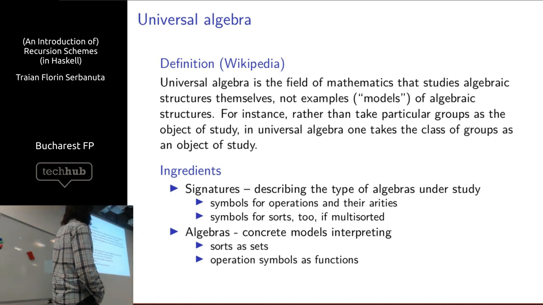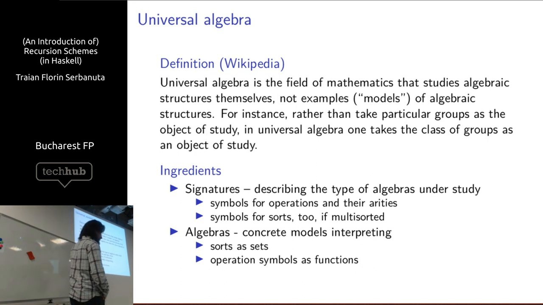But what's interesting, I just took the first paragraph from Wikipedia, saying that the idea of algebra in general and universal algebra is that it studies algebraic structures as an object of study, not a particular algebra. So basically, it is not studying particular groups, for example, but is studying the theory of groups. Yeah, it's not studying particular monoids, but it talks about monoids in general and things like that.